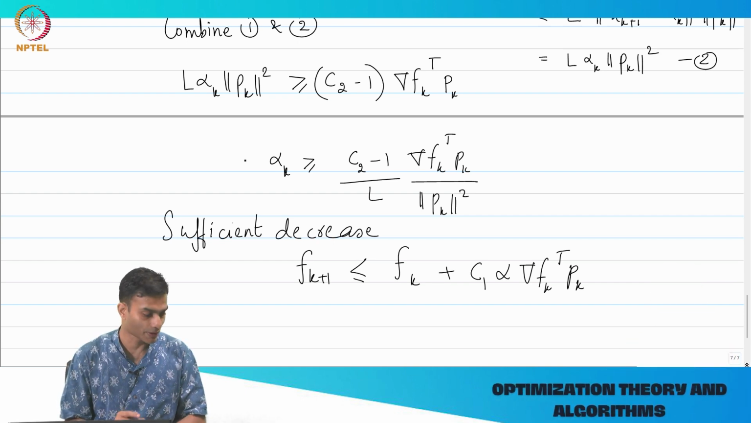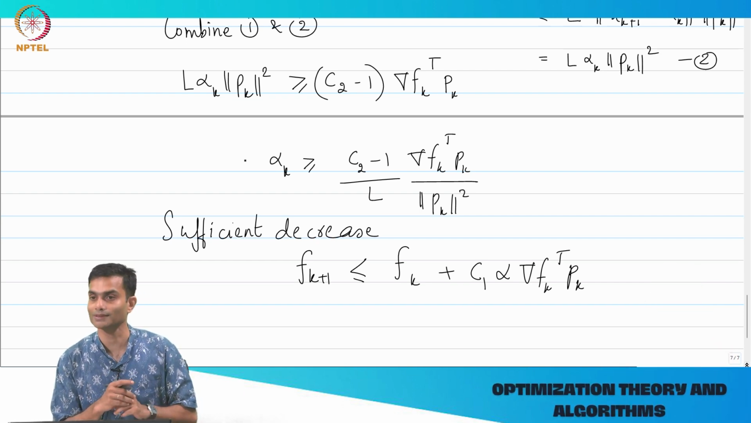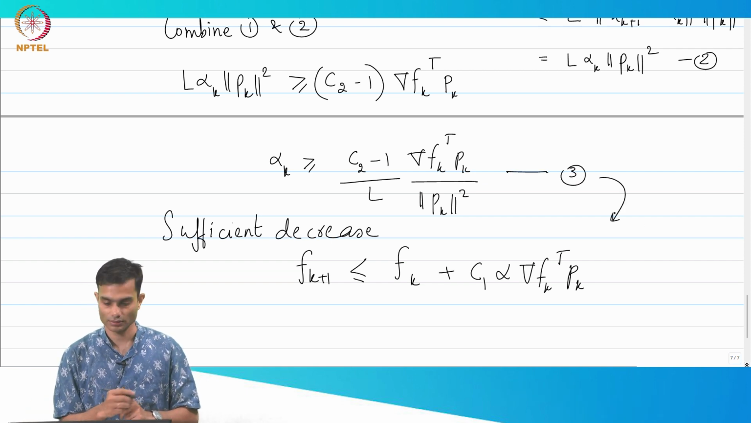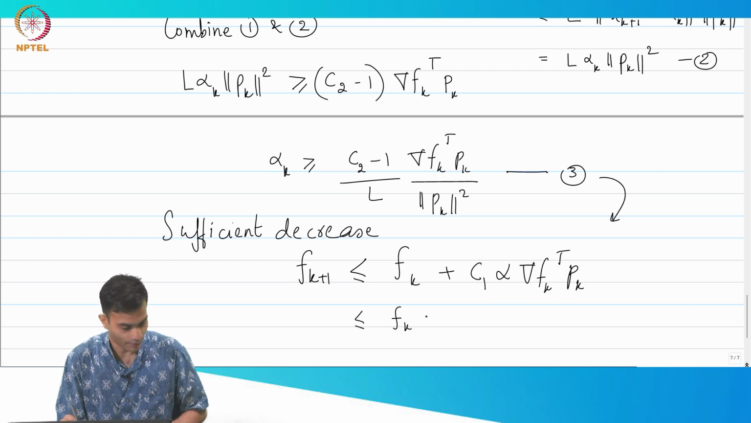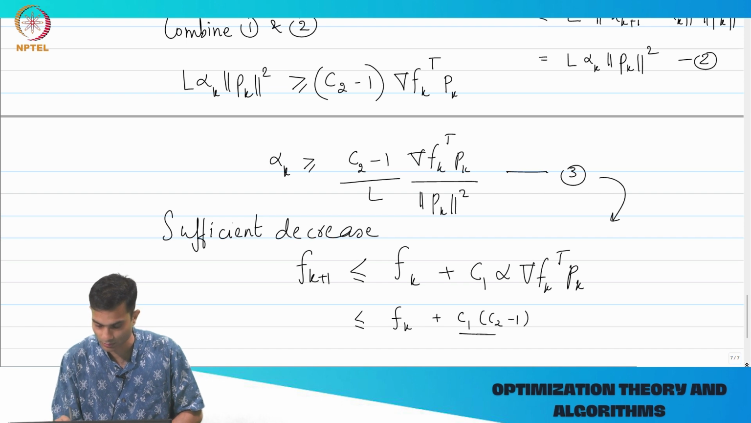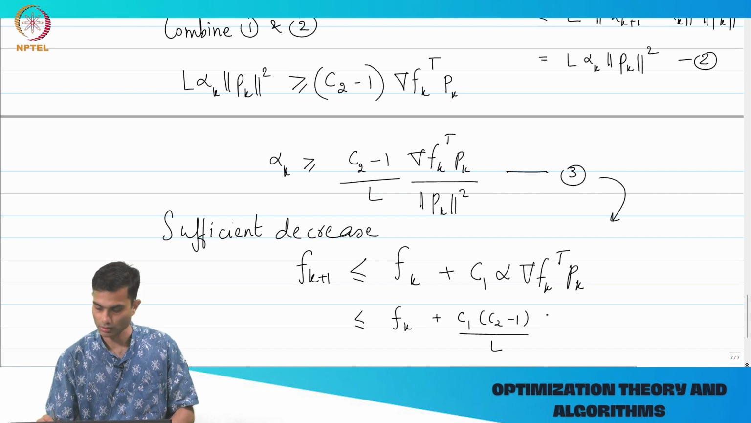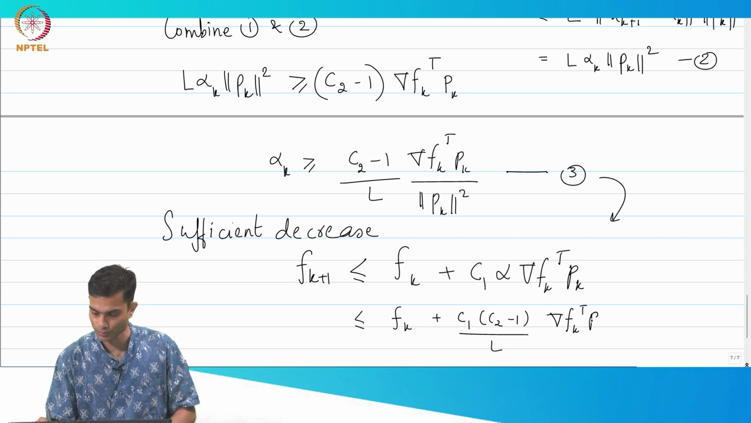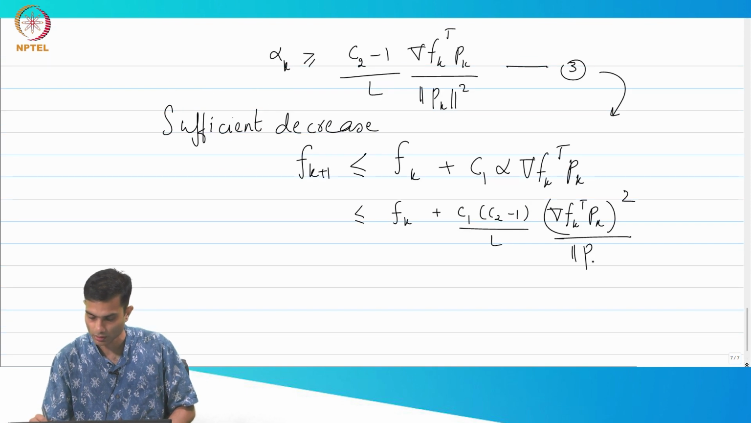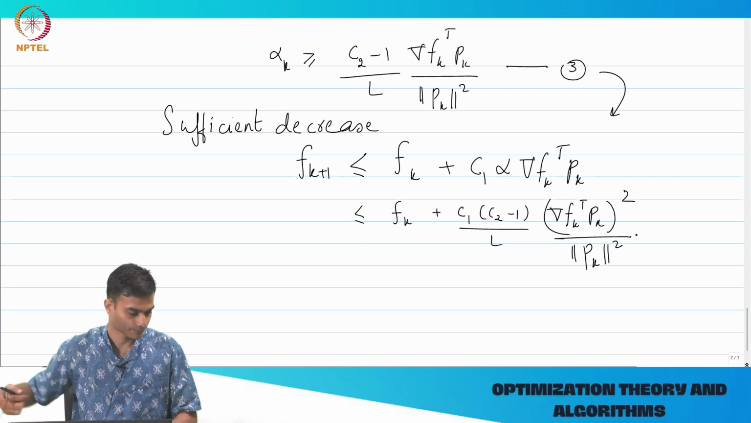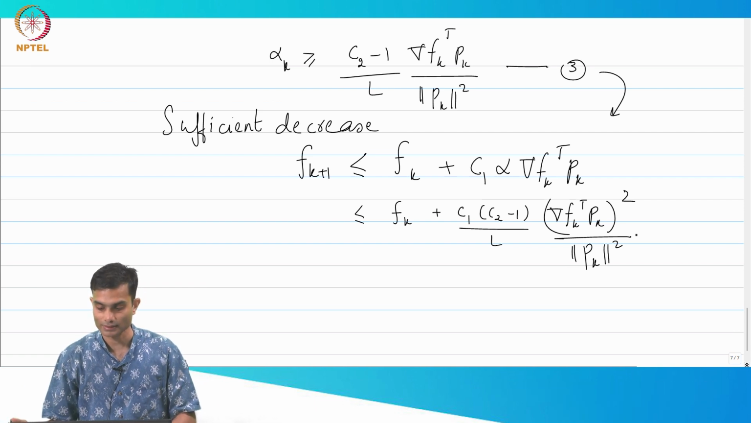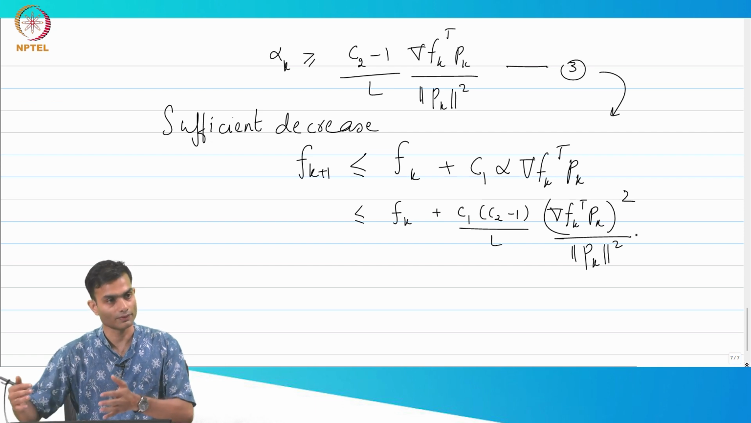Can I substitute this in here? Will the inequality still hold? This is condition 3. Can I substitute it in here? Yes. So this is going to be fk plus c1 (c2 minus 1) by L, (grad fk transpose pk) whole squared, divided by norm of pk squared. Okay. Alpha is greater than this, yeah. So this whole expression is even greater.